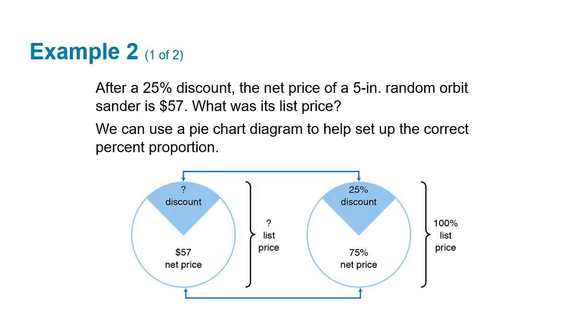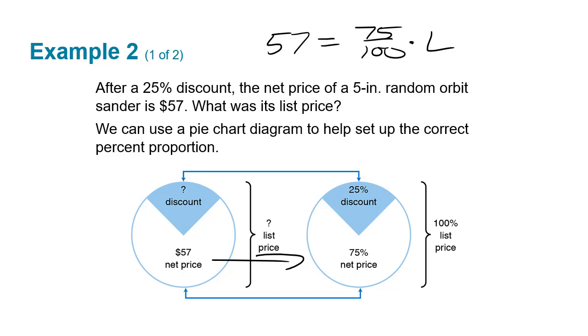Let's look at another example. After a 25% discount, the new net price of a 5-inch random orbit sander is $57. And the question is, well, what was its original price? What was the list price before the discount? Well, again, we take 25% off. That means we're left with 75%, which means that this price represents 75% of the whole, i.e., $57 is 75% of the original list price.